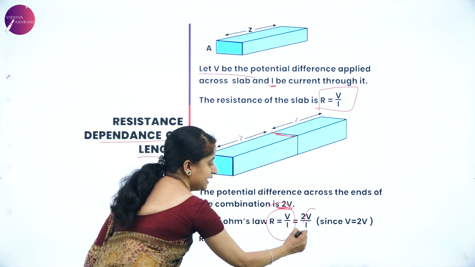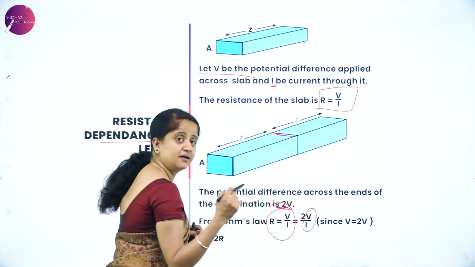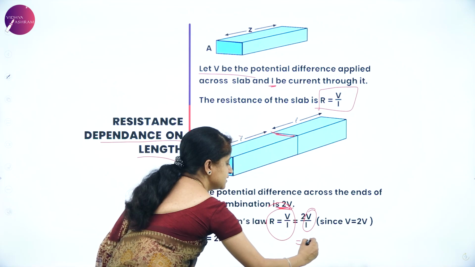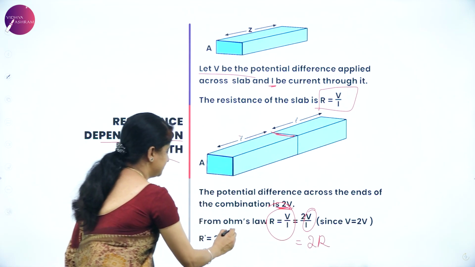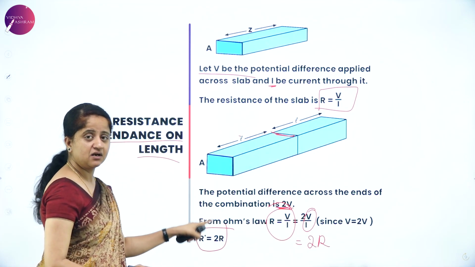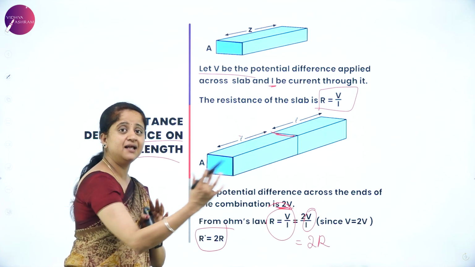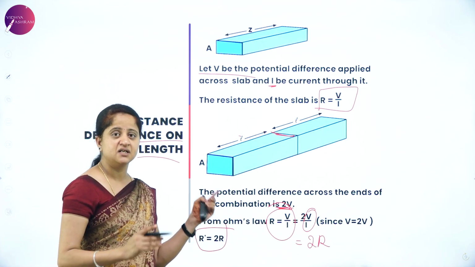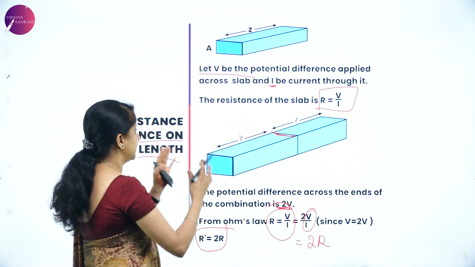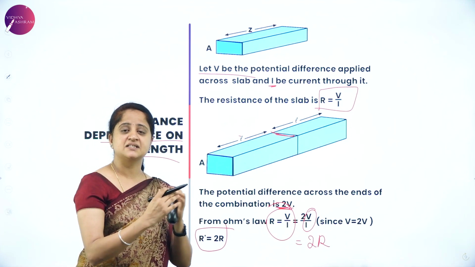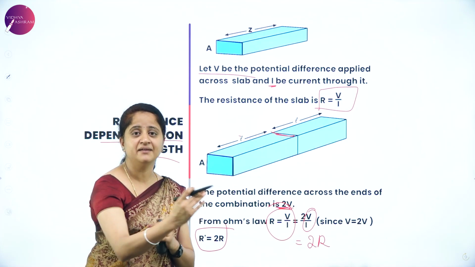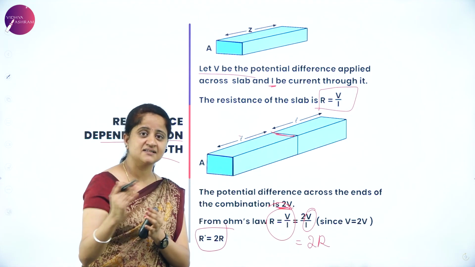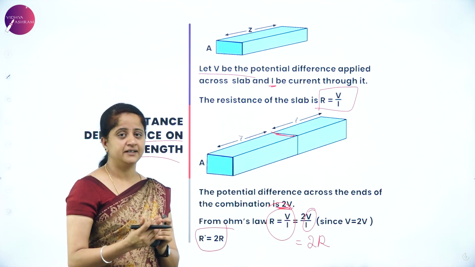Now what is V by I? V by I is nothing but resistance. So I can write it as 2 into R, which means that the new resistance of a conductor when its length is increased is 2 times its original resistance, which means we can conclude that the resistance of a conductor is directly proportional to its length, which means as we increase the length, the resistance will also increase.